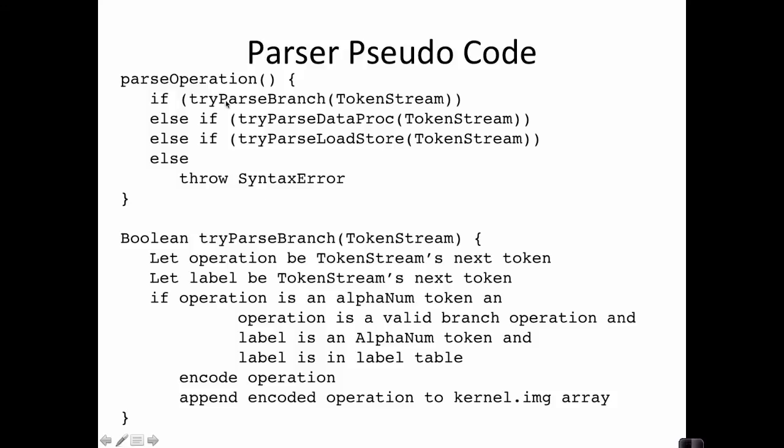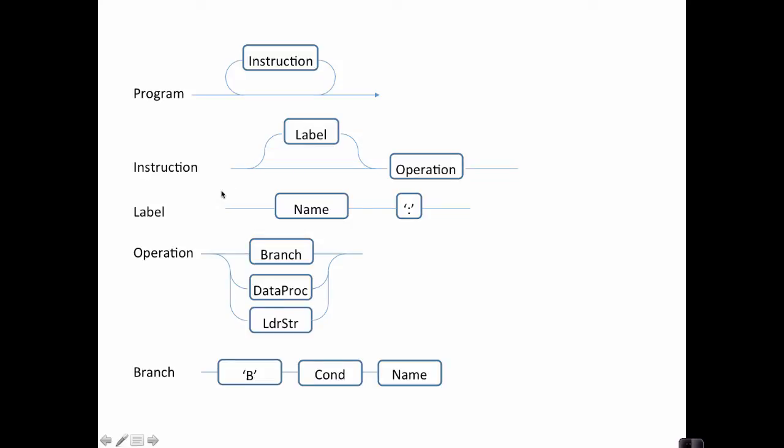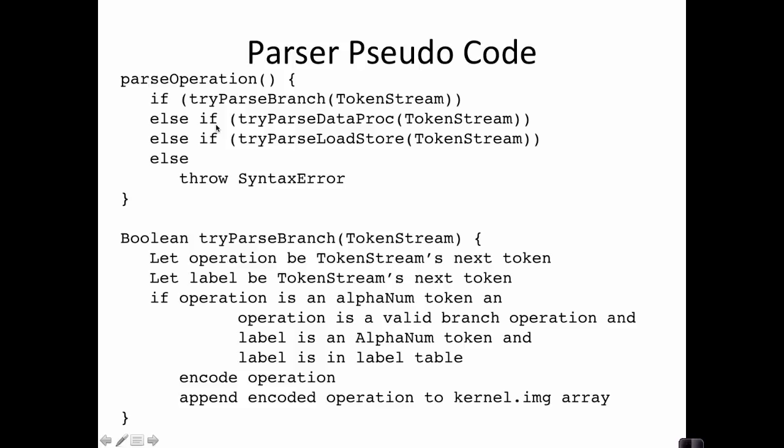Now, parsing the operation consists of these three possibilities. You'll recall back here in the syntax diagram, the operation can be either a branch, data processing, or load store type of instruction. And that's what this if else indicates for us. You'll notice that we try to parse a branch instruction. If we're unable to do that, then we try to parse the data processing instruction. And if we're unable to do that, then we'll try to parse a load store operation. And if it's not one of these three types of operations, we're going to throw a syntax error.